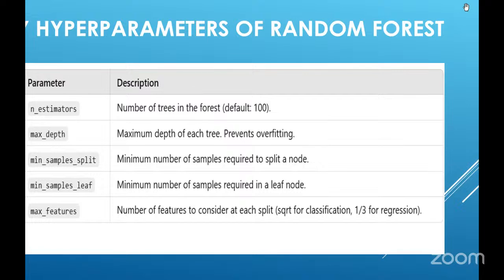Minimum samples of leaf: the minimum number of samples required for a leaf node. Okay, if you decide this number of samples to split, the number of leaf nodes generated will be determined automatically.